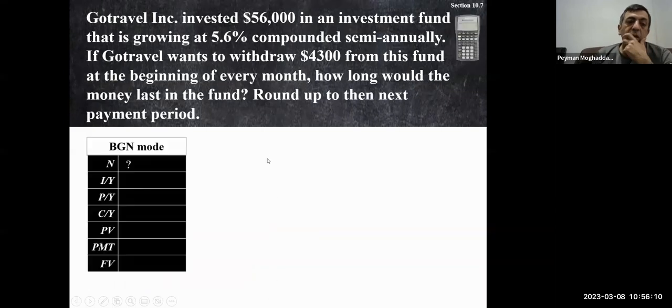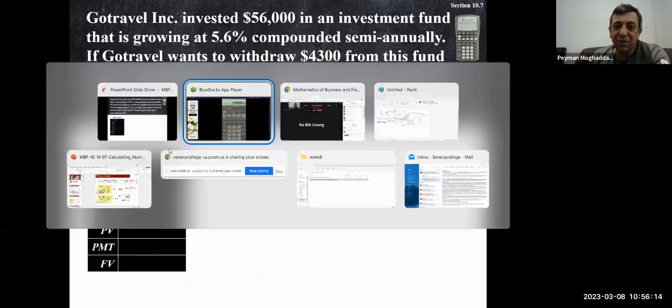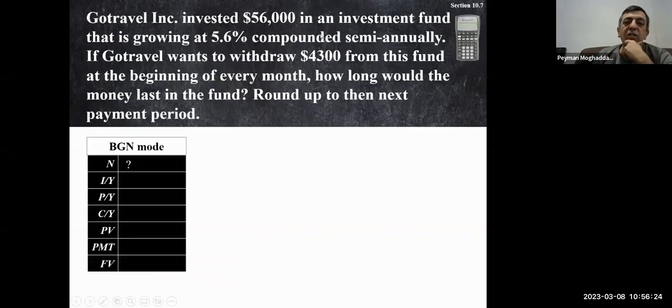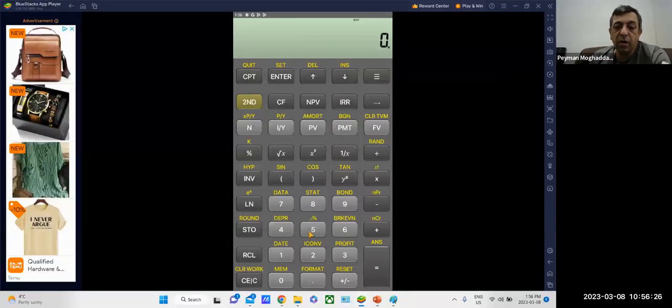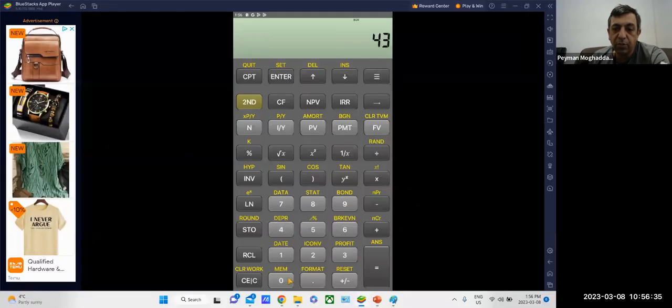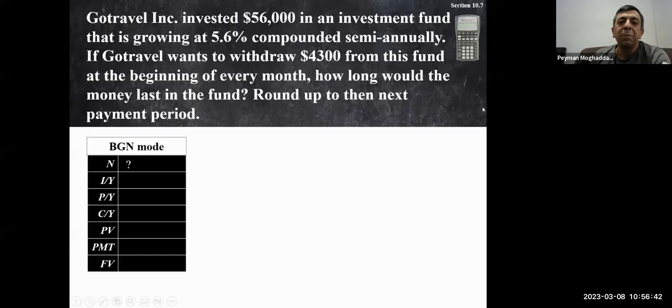All right, so let's do it with the calculator method as well. Make sure that the BGN mode is on, because I forgot that last time. Yes, the BGN mode is on right now. So $56,000 is going to be your present value, right? This is a present value problem. Now withdraw 4,300. The 4,300 is a withdrawal, so it gets the negative sign. Make sure the sign for the PMT is different than the sign of the PV.